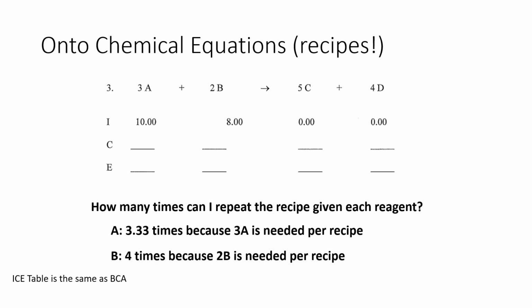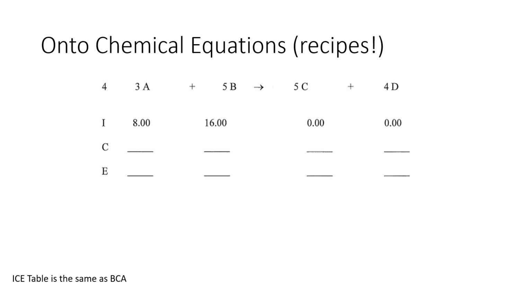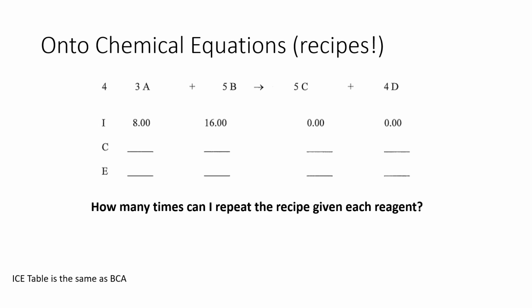Now, if I have 8B, then I can repeat the recipe 4 times because 2B is needed per recipe. So now, which one is my limiting reagent? Well, it's going to be A because 3.33 is less than 4. All right, last question here. So with 3A plus 5B, that will give you 5C and 4D. So my reagent amount for A is 8, for B is 16. So again, limiting reagent question, how many times can I repeat the recipe given each reagent?